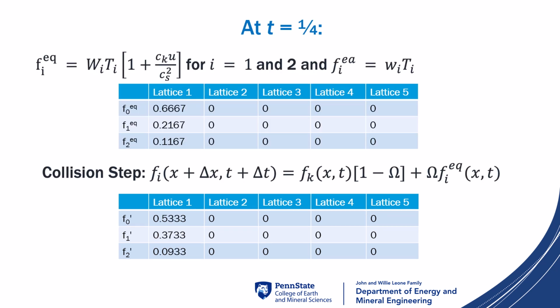After computing equilibrium distributions, we find that at node 1, FEQ is approximately equal to 0.66, 0.26, and 0.16. Collision then yields F star approximately equal to 0.53, 0.37, and 0.09. These numbers reflect the mix of rest and flow bias packets moving towards a local Maxwellian distribution.